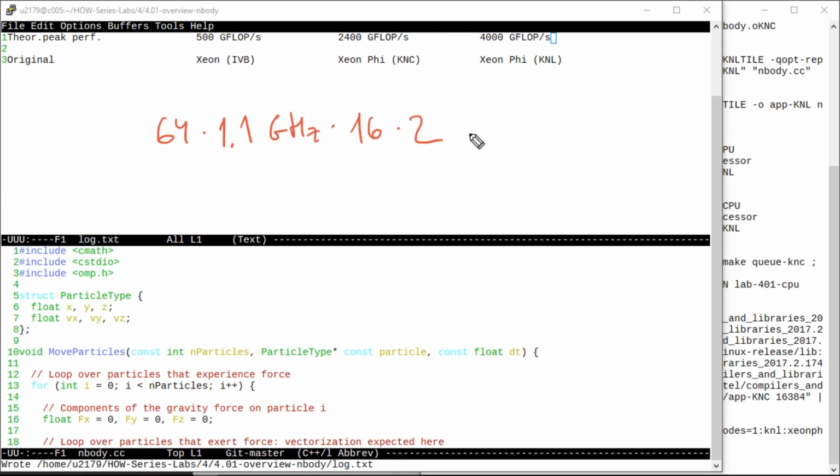Fused multiply-add is 2. Oh, because we have another 2. We have 4500. We have 2 vector processing units, 2 instructions per cycle, and fused multiply-add gives you 2 operations as 1 instruction. Okay, so here's what we expect.